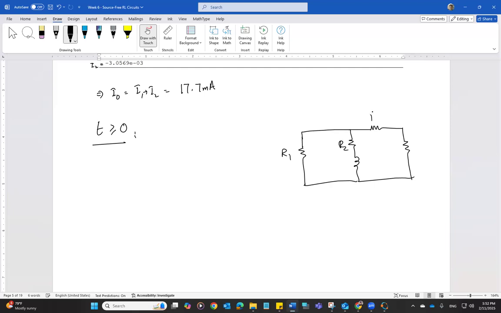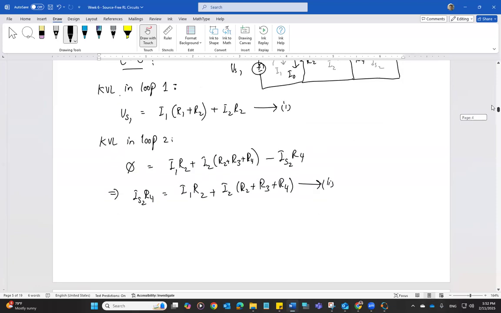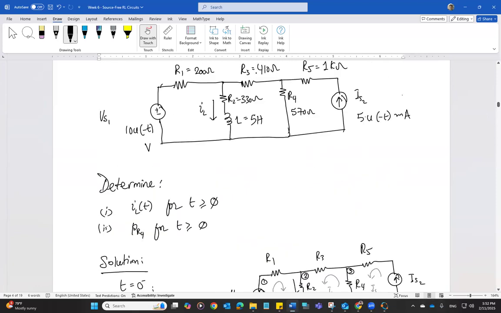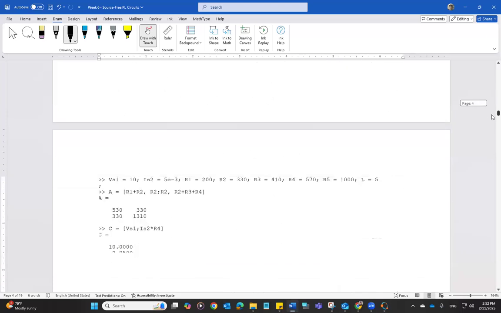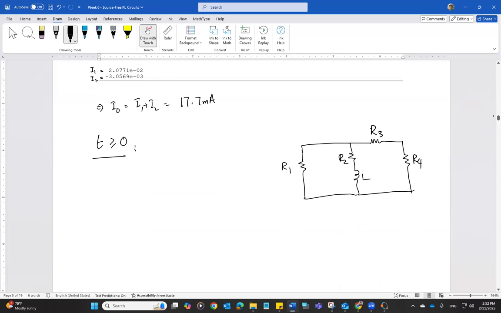R1, R2, R3, and R4, and L. These are the four resistors that are left, R1, R2, R3, and R4, and the inductor. Okay, so this circuit is for t greater or equal to 0. And we are first writing the equation for iL(t): I naught e to the power negative t over tau.